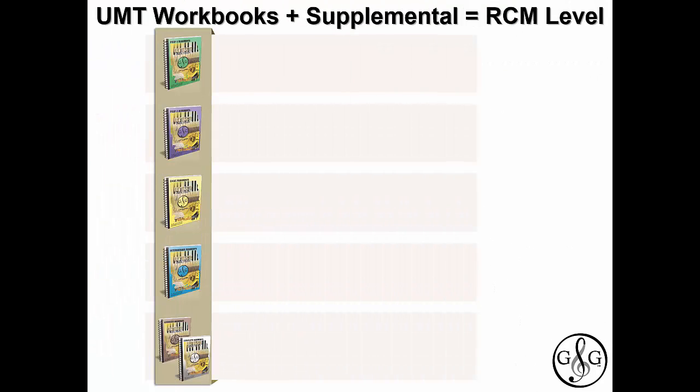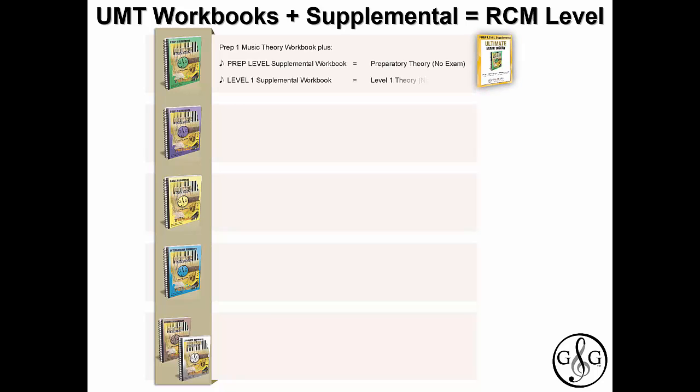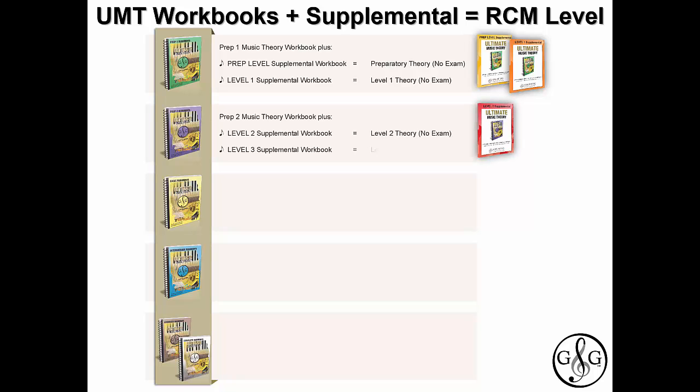The UMT workbooks plus the UMT supplemental workbooks equal the RCM theory levels. The Prep 1 Rudiments workbook plus Prep Level supplemental workbook equal the RCM preparatory level, followed by the Level 1 supplemental workbook, which equals the RCM Level 1, and so on. Prep 2 Rudiments workbook plus the Level 2 supplemental workbook equals RCM Level 2, followed by Level 3 supplemental workbook.